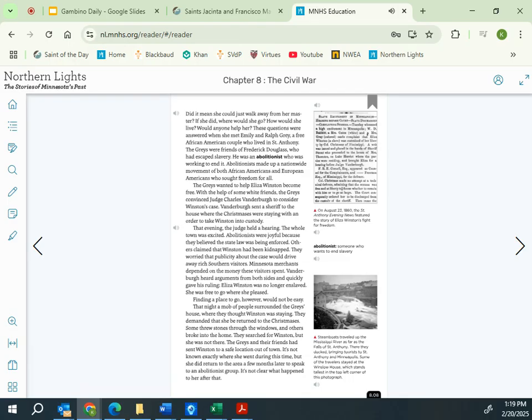So Eliza Winston wonders, am I free? Am I a slave? She meets the Grays, who are a free black couple. They are not slaves anymore. They say, you should be free. Let's go talk to the judge, because we want you to be free. But then the sheriff comes, and the sheriff says, nope, we're taking you into custody because you need to go back to the Christmases. How about escape?